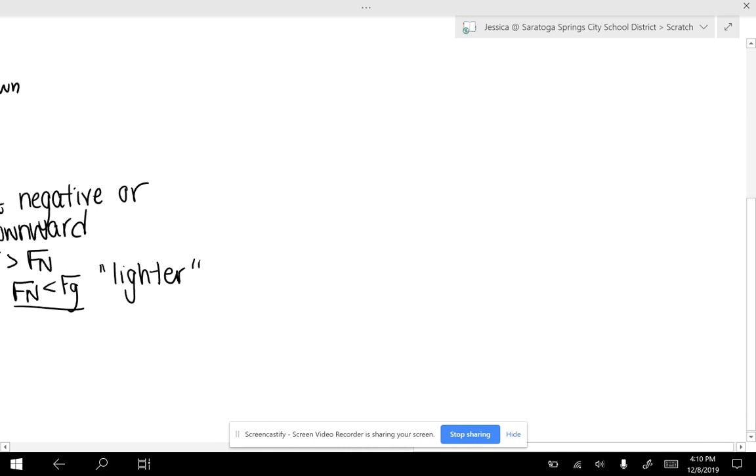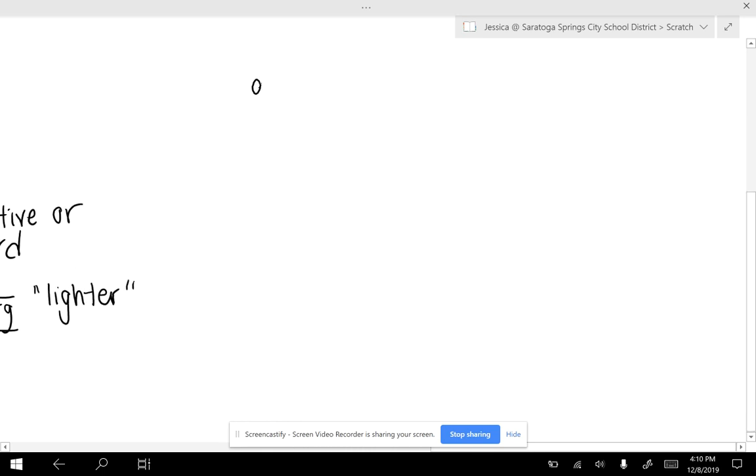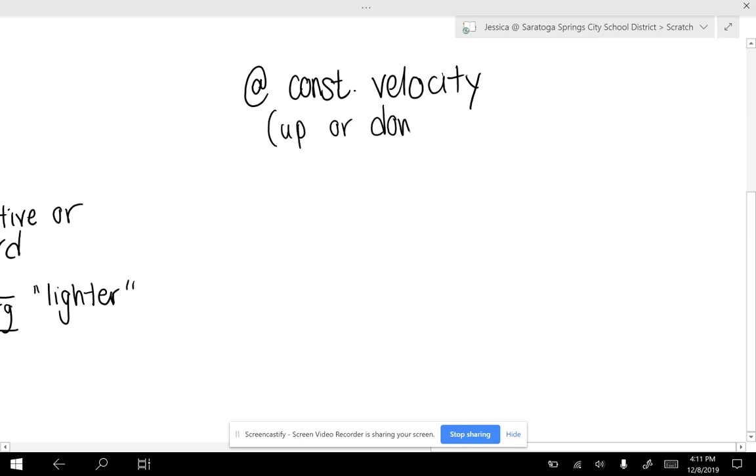The last way we could move in this elevator is at a constant velocity. Now, it doesn't matter whether you are moving up or down, because whenever you are moving at a constant velocity, your acceleration is 0. So remember, constant velocity is a very highly underlinable word or phrase.